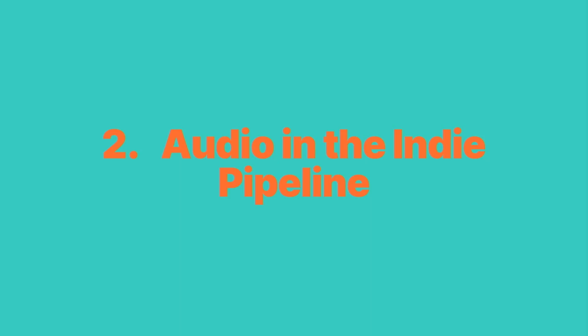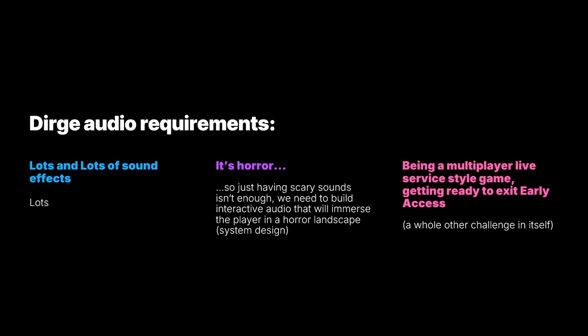So that was the bulk of the presentation. Now it's mostly just talking about audio in the indie pipeline and how I optimize audio later. So, audio in the indie pipeline. Dirge audio requirements. It's some advice that you'll find helpful if your indie studio has a small audio team or no audio team, or if you're a solo audio developer working on a production like I was for Dirge.